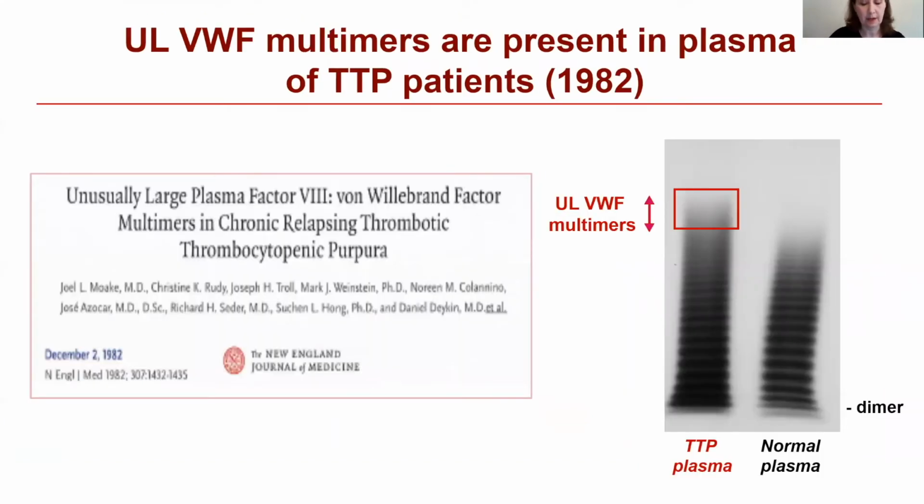Let's go back to TTP now. The link between TTP and von Willebrand factor was made for the very first time in 1982 by Joel Moake and collaborators. Moake had the idea to compare the multimeric distribution of plasma von Willebrand factor between a healthy subject and a TTP patient. And that is how he observed that the TTP patient abnormally exhibited ultra-large multimers of von Willebrand factor in plasma. For the very first time, the presence of ultra-large and hyperadhesive von Willebrand factor multimers was suggested to be a key actor in TTP pathophysiology.